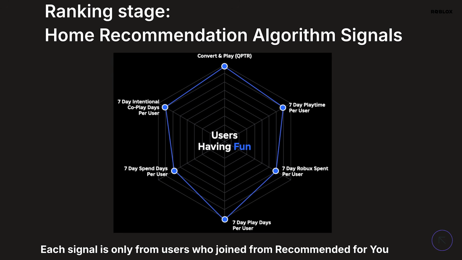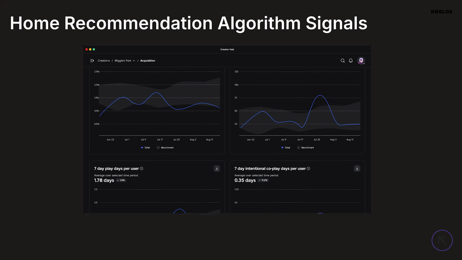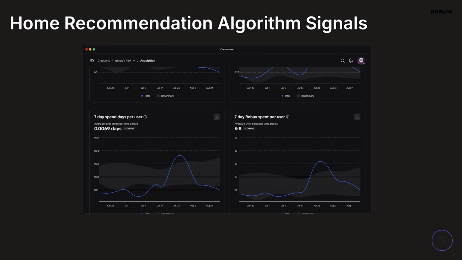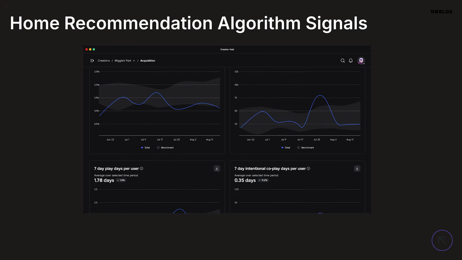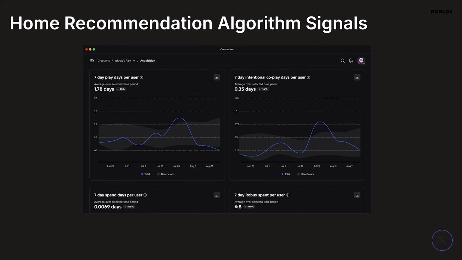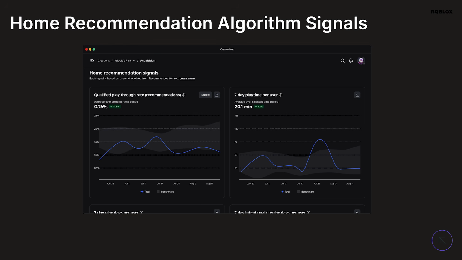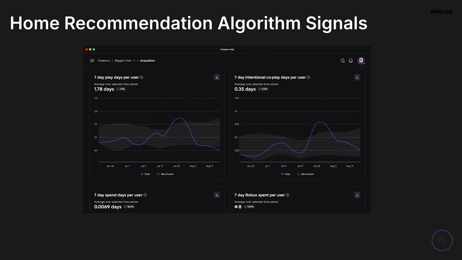Just again, I want to flag that each signal here is taken into ranking only from users who joined from recommended for you. Next slide. All of these signals and how they're doing for each of your games are visible on the Creator Analytics dashboard. It gives you the trend. There are some benchmarks to give an understanding of how your game performs relative to benchmark or similar games. However, benchmark is not used in the ranking of recommendation itself, as we have told many times. So that essentially covers how recommendation works.